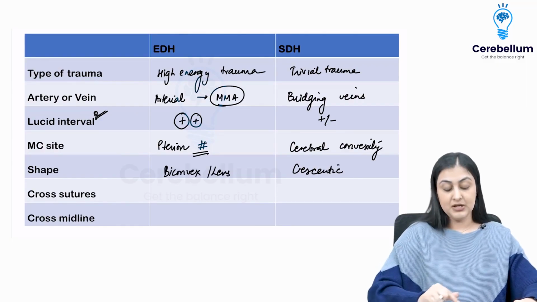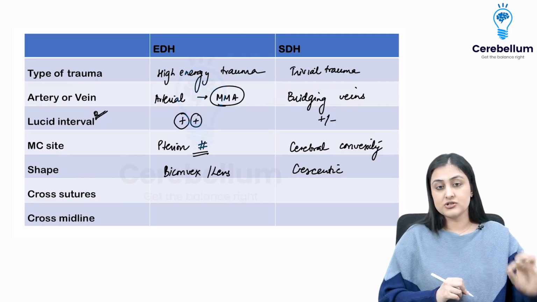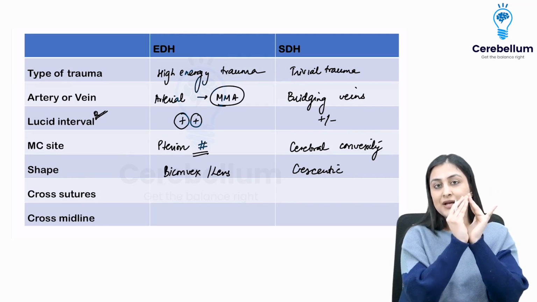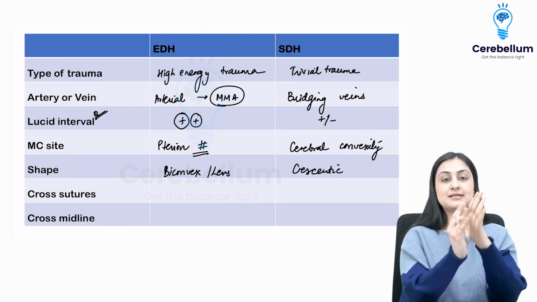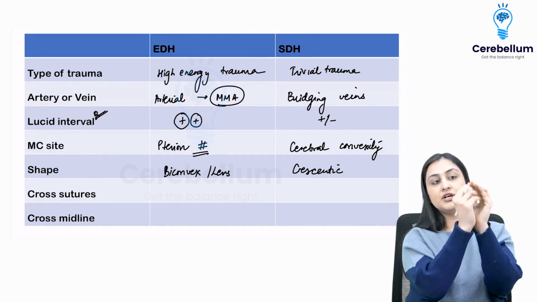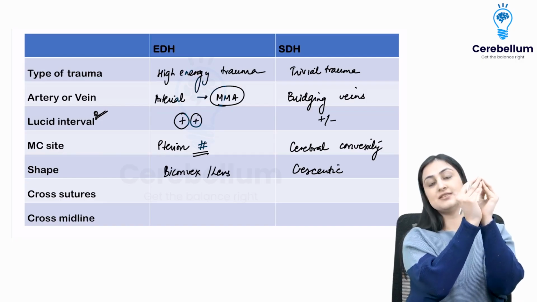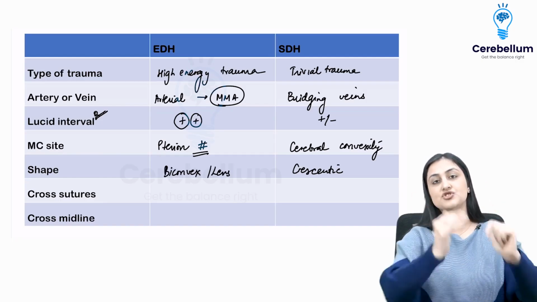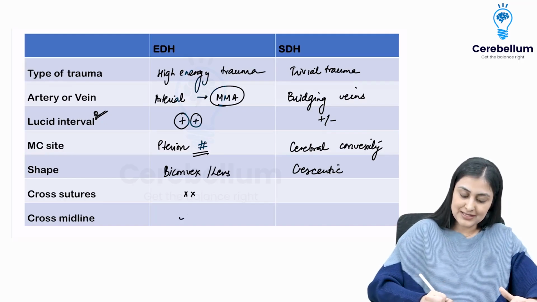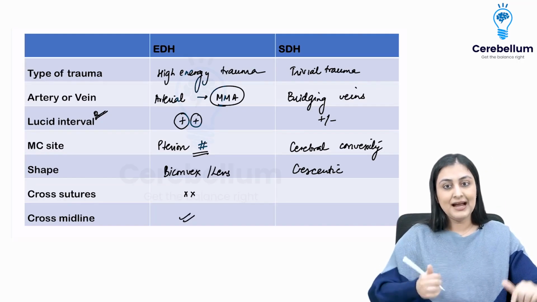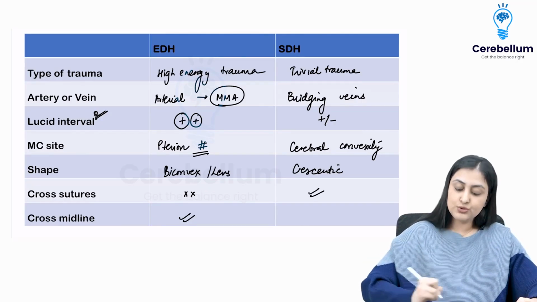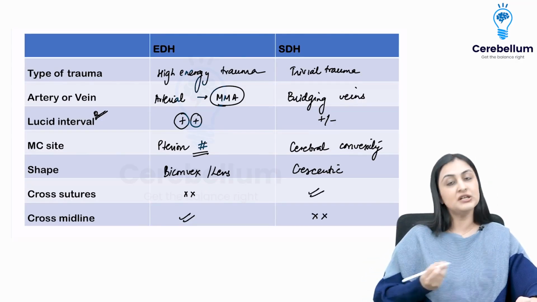Now, why the shape? The shape is because of the next two pointers. EDH is between the bone and the dura. The dura is very firmly attached at the sutural sites. So let's say this is the bone, this is the dura. When you have bleeding outside the dura, it is not going to be able to cross the sutures because the dura is attached at the sutures, and that is why this shape, which is that of a lens, occurs. So remember, EDH cannot cross the sutures, whereas it can cross the midline. On the other hand, because we have the dura attaching at the midline, the SDH is able to cross the sutures but is not able to cross the midline.